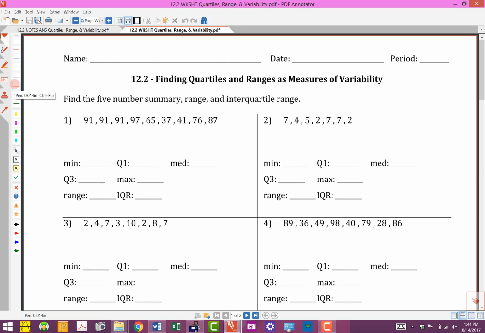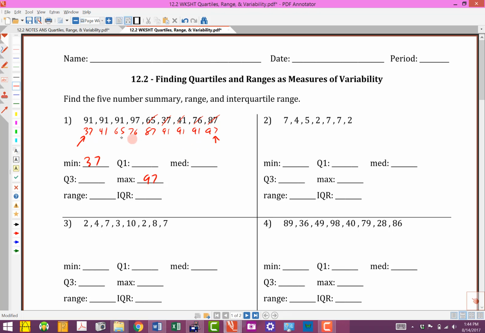We're going to write them in numeric order. So the smallest one is a 37, it looks like. 37, then it looks like we're at 41, then 65, then 76, then 87, then 91, another 91, another 91, and a 97. So we've got them in order. So the min, piece of cake to find right there, we've got 37. The max, piece of cake to find, 97.